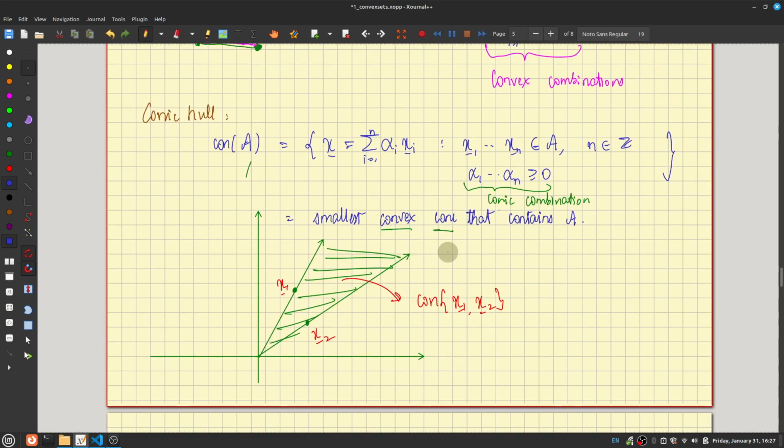For this particular example, the smallest cone that contains x1 and x2 would just be the union of these two rays. But the reason why I don't call it the conic hull is because I want it to be closed under these conic combinations. This is a very specific reason to do so. All right.